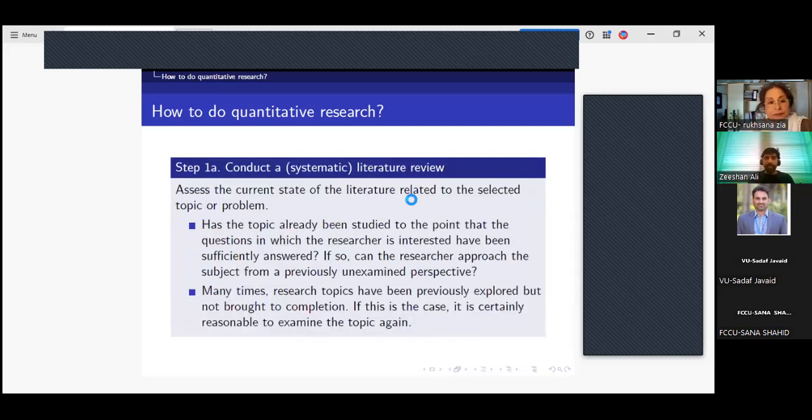One step that is not given in that diagram, and which I feel is quite a key step when it comes to conducting quantitative research, is exploring or conducting a literature review. There are different types of literature review, but I personally prefer to go for a systematic literature review, which is conducted in a systematic manner.